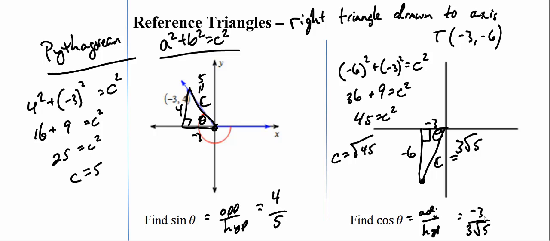But we can reduce this. They both have 3's not in the root. I cannot divide by a root, but because the 3 is on the top and in front of the root, I can divide. So that's really -1 over root 5.